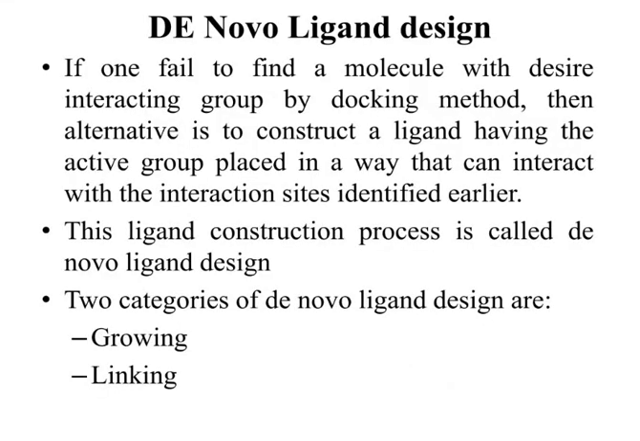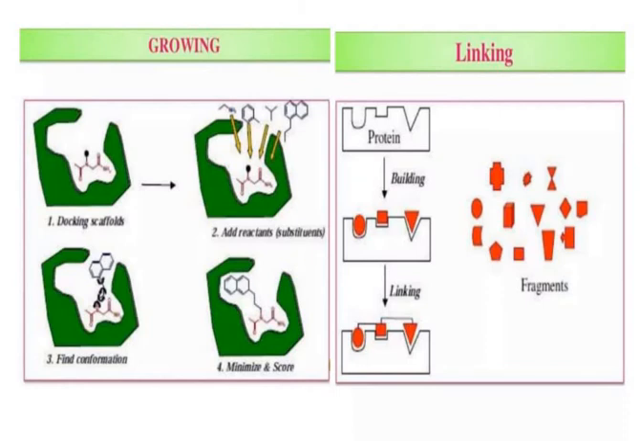So, de novo ligand design. If one fails to find a molecule with the desired interactive groups by the docking method, then the alternative is to construct a ligand having the active groups placed in a way that can interact with the interaction site identified earlier. This ligand construction process is called de novo ligand design. Two categories of de novo ligand design are growing and linking. So you can see the growing, docking, and linking.